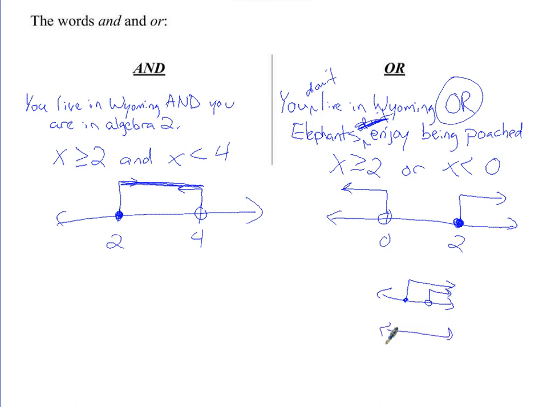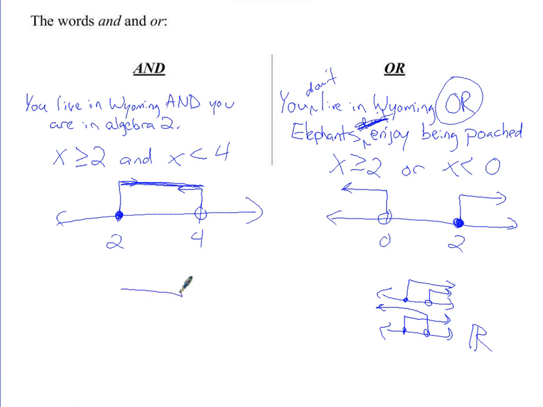It's possible to have an OR statement that would be reversed to that. And it's also possible to have an OR statement that would do something like this, where both directions are true. In that case, what would the solution be? Hopefully you're thinking all real numbers.